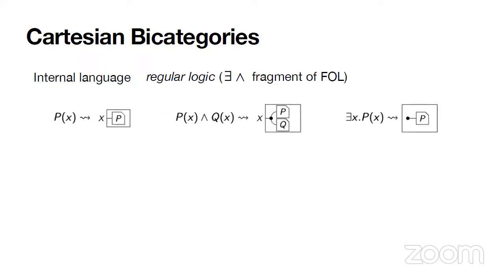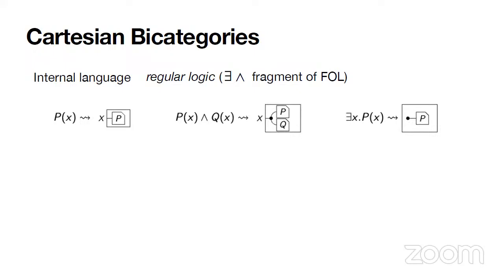So Cartesian bicategories are interesting because they correspond to a fragment, regular logic, which is a fragment of first order logic, where you only have existential quantifier and conjunction as available connectives. And these are the translations. So, for example, take a predicate P. For simplicity, we only have one free variable, but this can be easily generalized. This corresponds in the diagrammatic language to a box which has one wire on the left, which corresponds to the free variable.